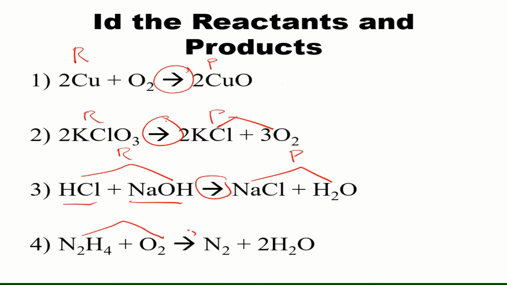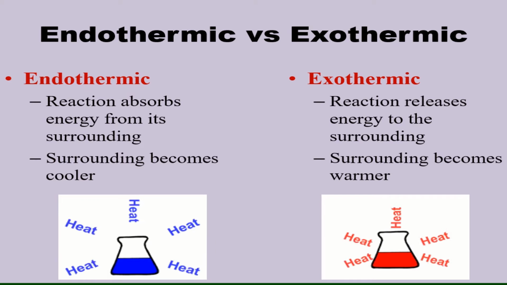Everything that is on the left side of this arrow is called the reactants, and everything after the arrow is called the products. Make sense? I hope that you understand. Before the arrow, they are called reactants. After the arrow, they are called the products.